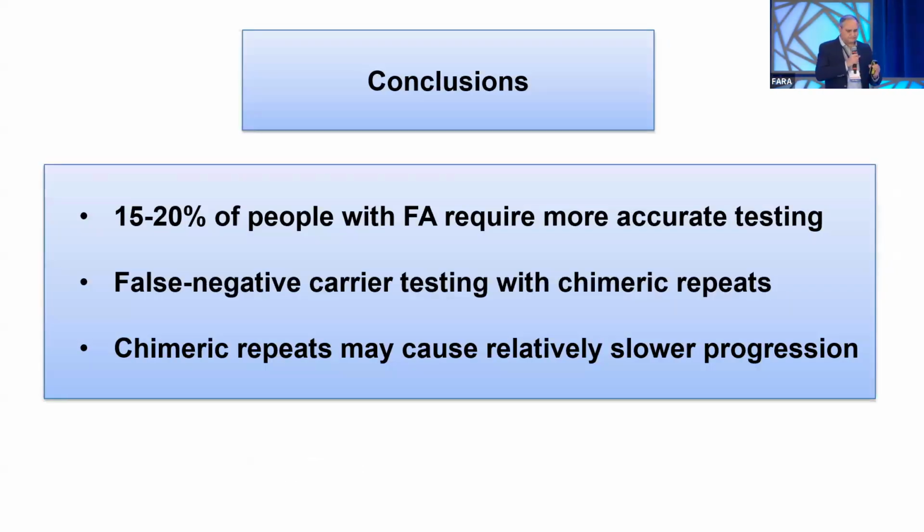So just to summarize, 15 to 20% of people with FA have this new type of GAA repeat that have these typos in them that we are calling chimeric alleles. And we need a better test to actually identify these. We have the test, it just needs to be implemented and used for people. And there's the possibility, unfortunately, of some false negative carrier testing where some people have been told they're not carriers when in fact they are carriers. And then the last thing is chimeric alleles may affect the phenotype, perhaps making the disease progression a little bit slower. And thank you very much.